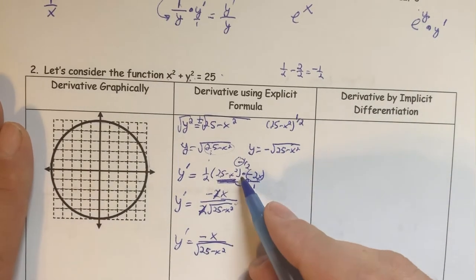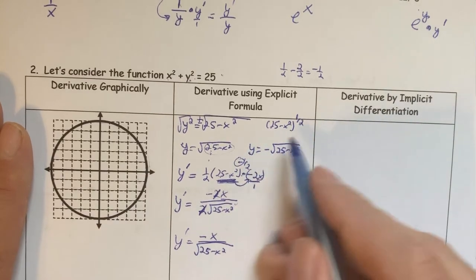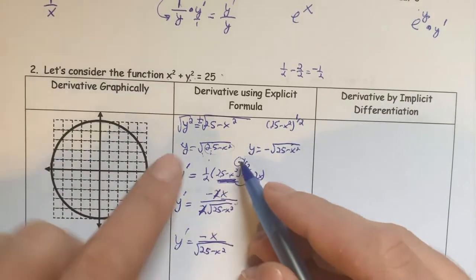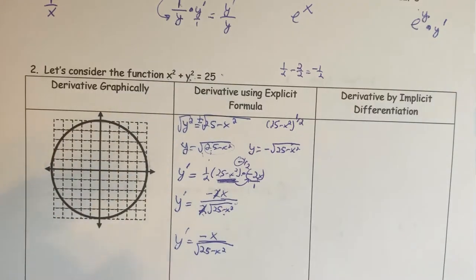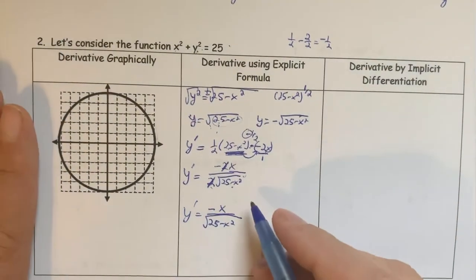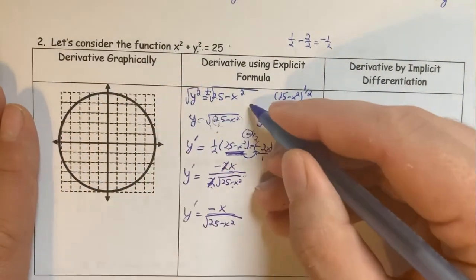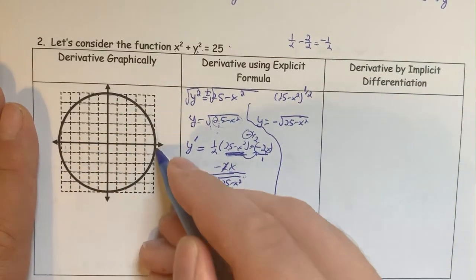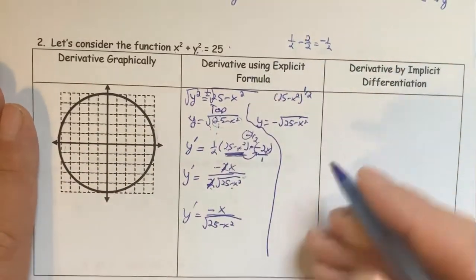This could be a little bit faster if you know the derivative of the square root of x, that it's just 1 over 2 square root of x. It would have saved you a little bit of time, but it's still pretty ugly. And we only have done the top half. Now we need to do the derivative formula for the bottom half of the circle.